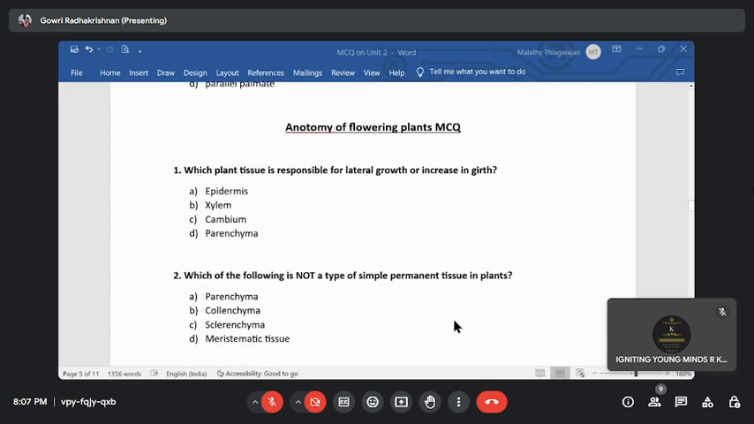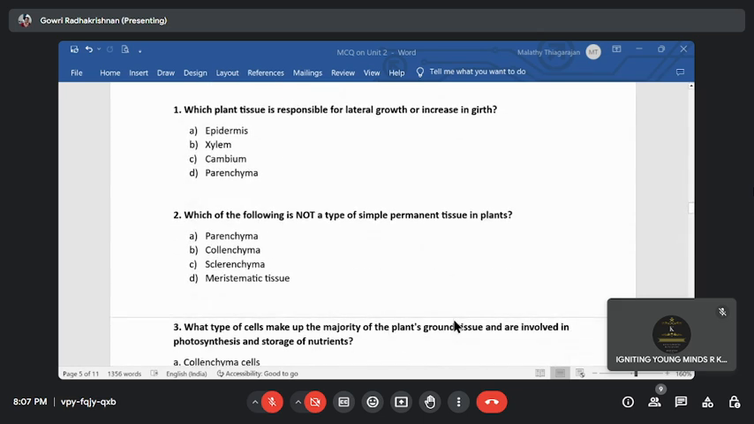All right, next we go to the anatomy of flowering plants. All right, answer the first question. Which plant tissue is responsible for lateral growth and increase in girth? Cambium, ma'am. Option C.